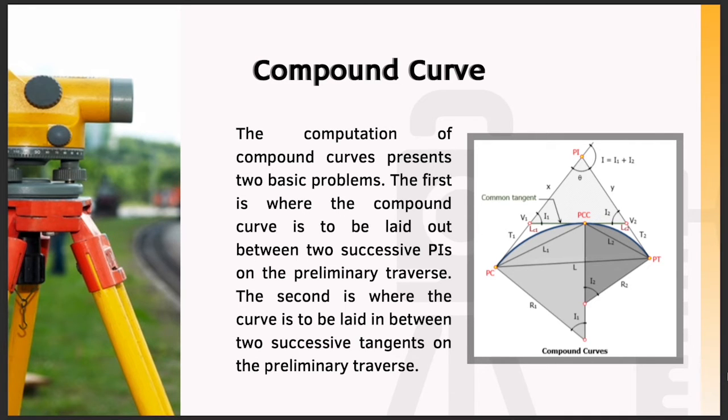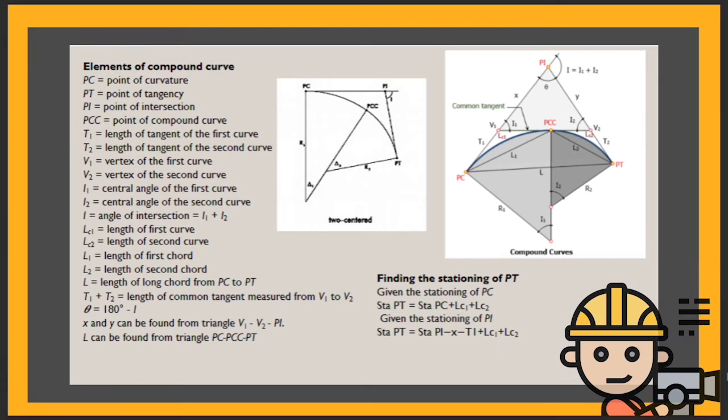The first is where the compound curve is to be laid out between two successive points of intersection on the preliminary traverse, and the second is where the curve is to be laid in between two successive tangents on the preliminary traverse. So here are the elements of the compound curve.